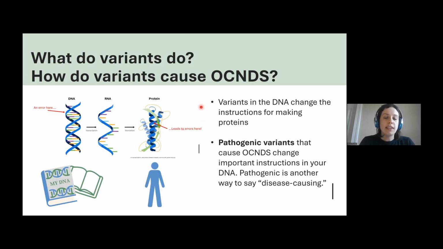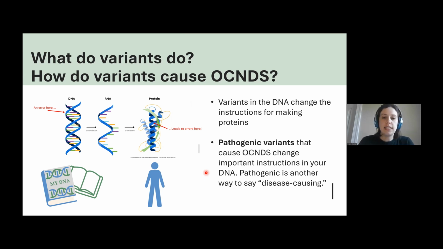So I'm going back a little bit to this picture I had before. If we think about variants as changes in the letters of those instructions in our DNA book, then a change in the instruction here is going to lead to an error over here in those proteins. And like I said before, pathogenic variants are ones that can cause disease. They cause changes in those proteins that are important for certain parts of our developing bodies.